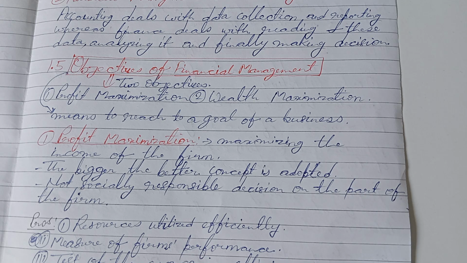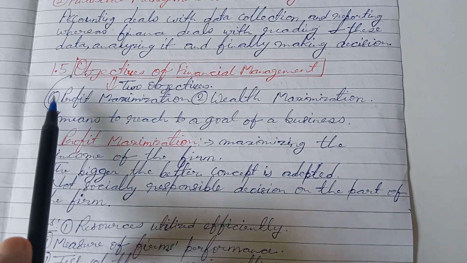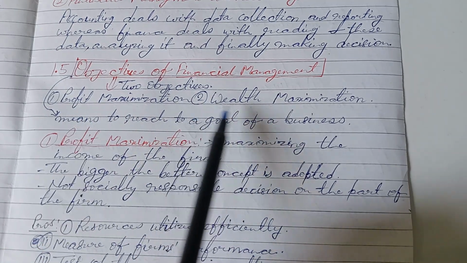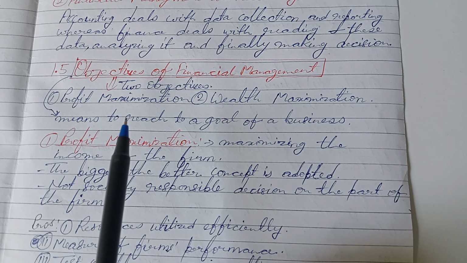So what are objectives? Mainly two objectives are there. First objective, it is the profit maximization. Second, it is the wealth maximization. So we will talk about these two broad objectives of financial management.